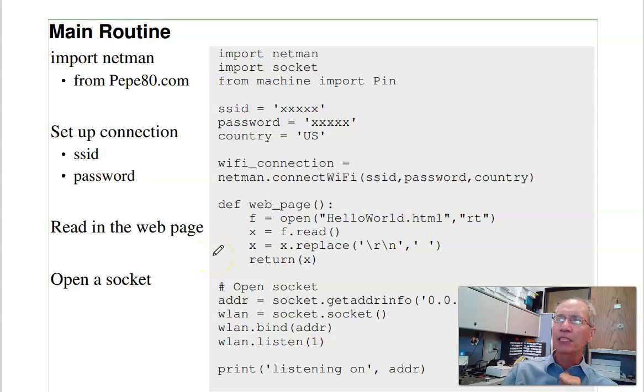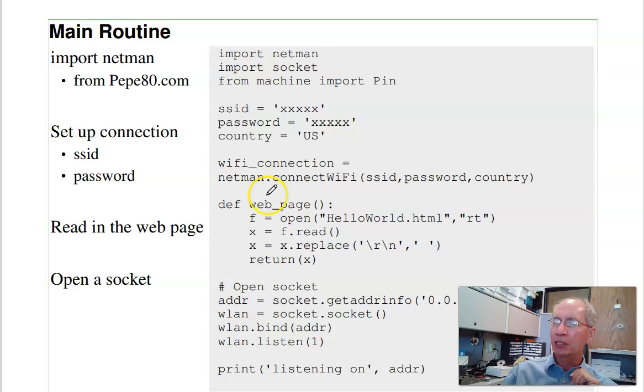I'll have the main routine. I'll need to import NetManager. That's from Pepe80, also in Bison Academy. There's a couple of versions of NetManager. You want the one from Pepe80. I'll then need to set up my SSID, password, connect to the existing network, have the subroutine just like we did before, called web page.